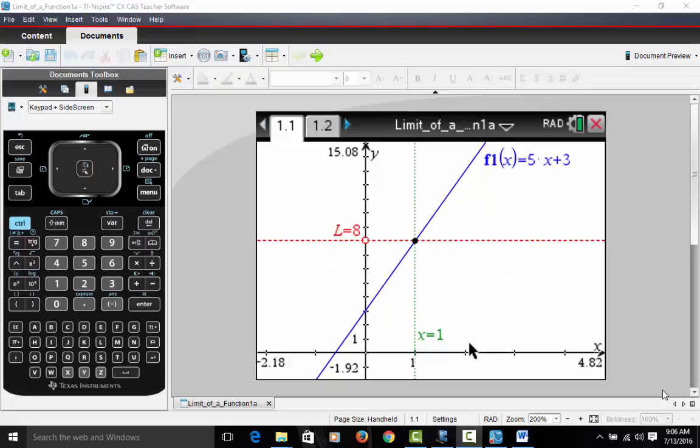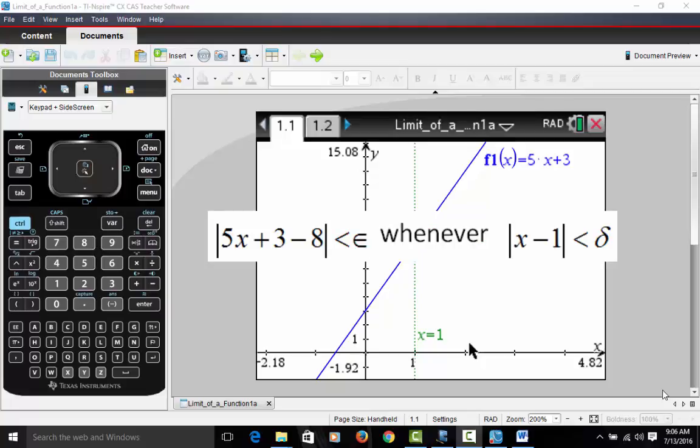Using the same logic, the values of x are close to 1 when the absolute value of x minus 1 is small, or less than some other small positive number, delta. That is, when the absolute value of x minus 1 is less than delta. Therefore, by the limit of 5x plus 3 as x approaches 1 equals 8, we mean that for any small number epsilon, there will exist a small number delta such that the absolute value of 5x plus 3 minus 8 is less than epsilon whenever the absolute value of x minus 1 is less than delta.